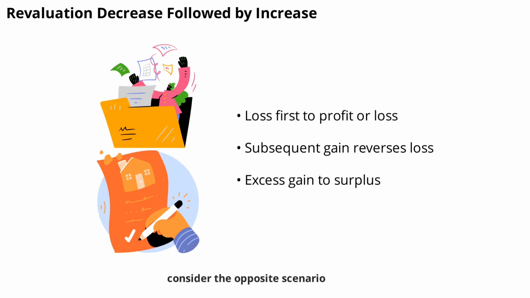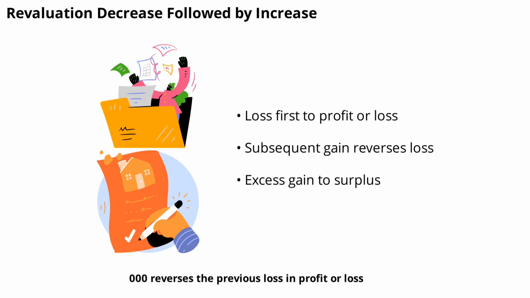Now consider the opposite scenario. A revaluation decrease followed by an increase. If land initially valued at R200000 is revalued down to R150000, the R50000 loss is recognized in profit or loss. 2 years later, the fair value rises to R230000.